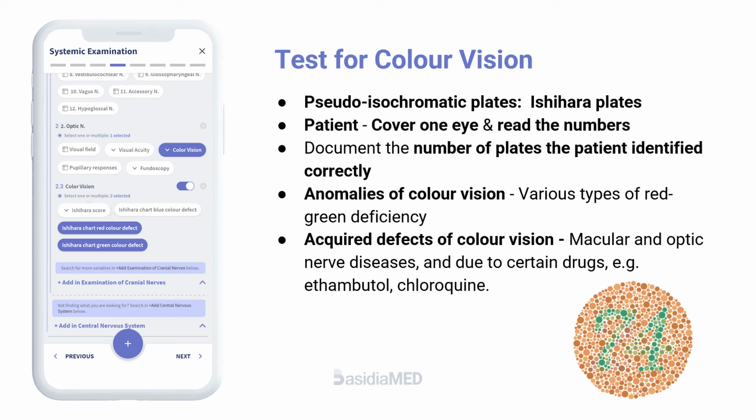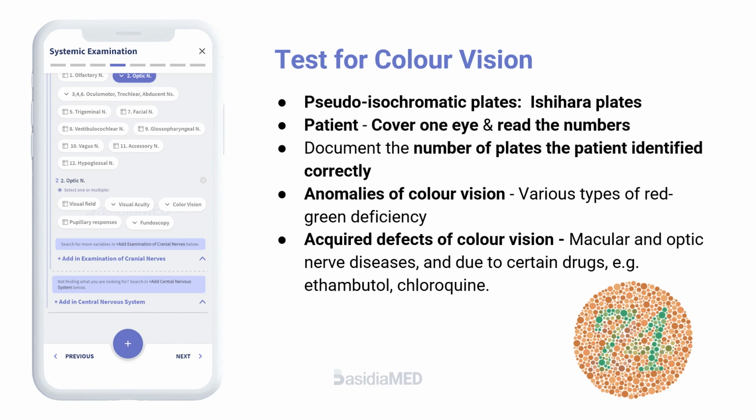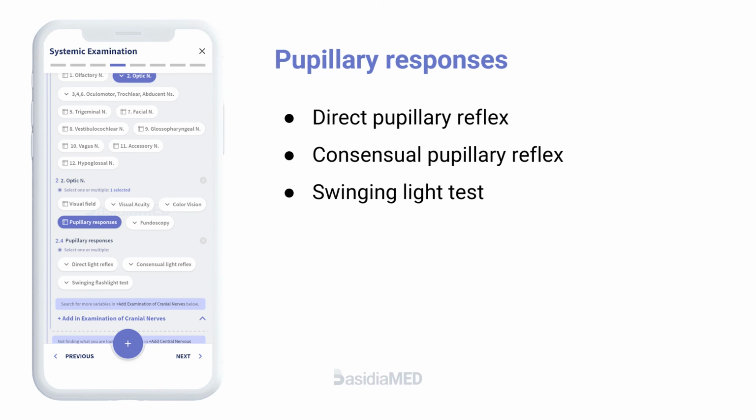Acquired defects of color vision occur in macular and optic nerve diseases and due to certain drugs, like ethambutol and chloroquine. Pupillary responses are assessed using direct pupillary reflex, consensual pupillary reflex, and swinging light test.